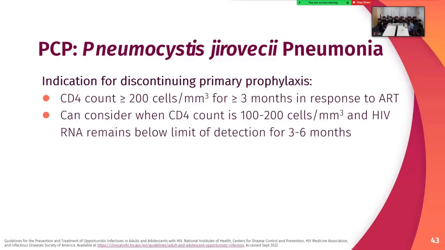So the guidelines do recommend that you can consider stopping prophylaxis if their CD4 count is between 100 to 200 and their viral load remains undetectable for at least 3 to 6 months. But typically this is going to be a situation more in the outpatient setting where they've been able to follow the patient for a very long time and make sure that they're virologically suppressed for that 3 to 6 month period.